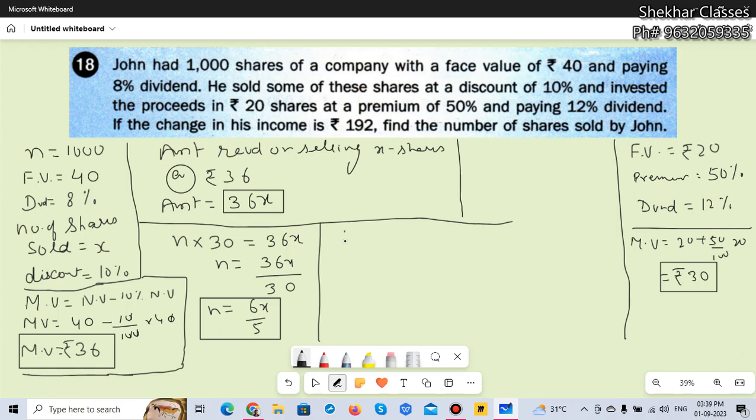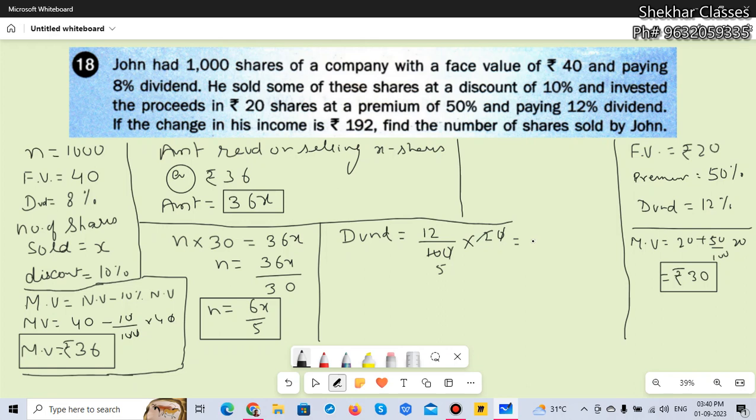So the dividend received from the second company will be equal to, how much? They are paying 12% dividend, right? So 12% of the value of the share. What is the value of the share? 20 rupees. So how much is that? You cancel it, 2 5s are 10.